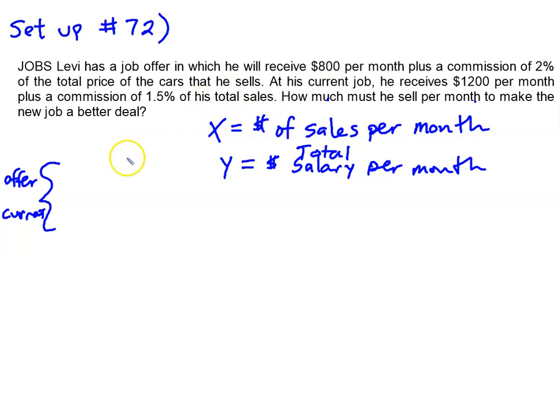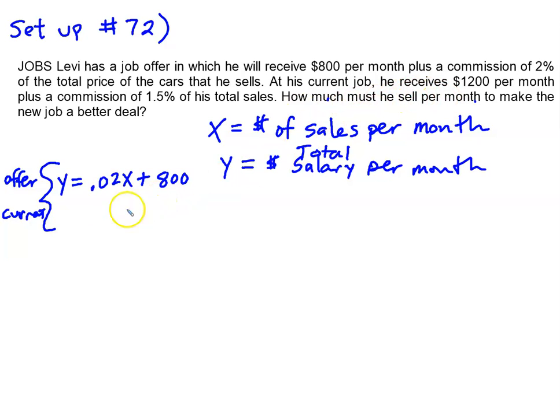So for the job offer, his total salary, he's going to get $800 a month, period. Whether he sells one car or 100 cars, they're going to give him $800 a month just for being an employee. The rest of his pay depends on how much he sells. So this equation is going to be y = 0.02x. He gets 2% of the amount that he sells, and then he gets this 800, which is given regardless. All right, that's the offer.